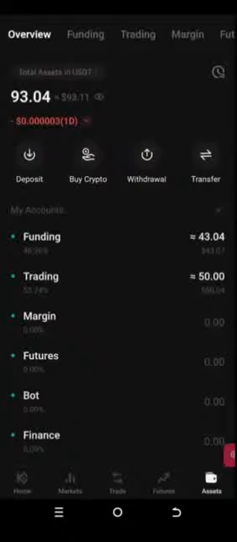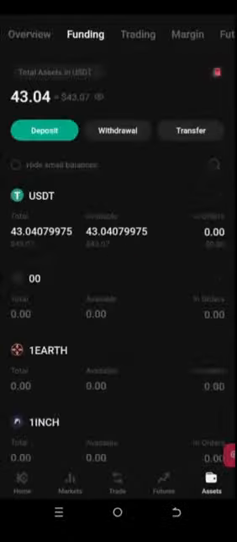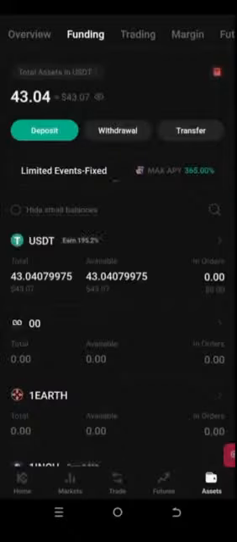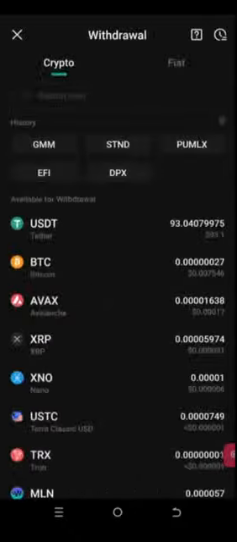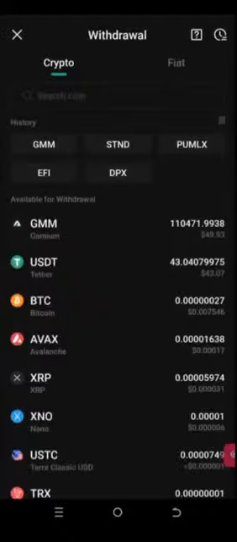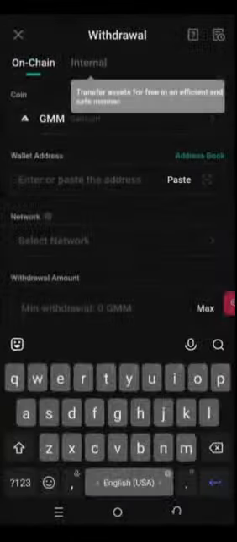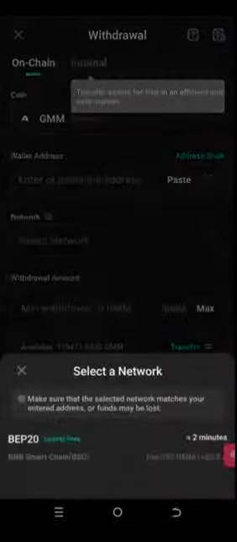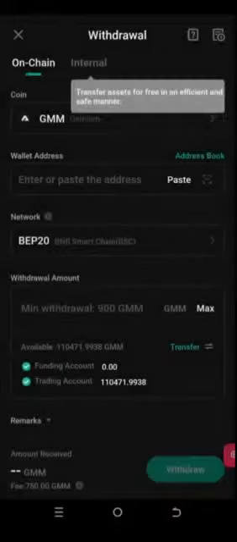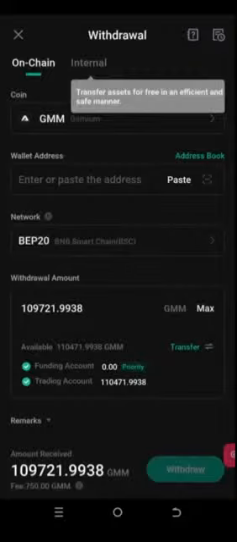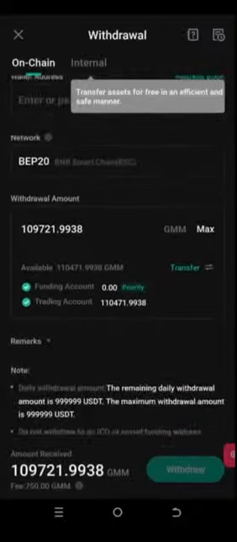So we're just going to go over to our funding, and then we just withdraw. Okay, so what we have now is that we're going to withdraw GMM. We're selecting the network, which is BEP20. Okay, and the max. Good, it has already deducted its own fee. So let's go over and put in all the other details.